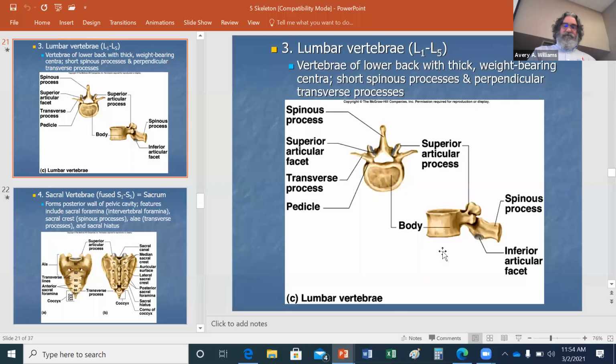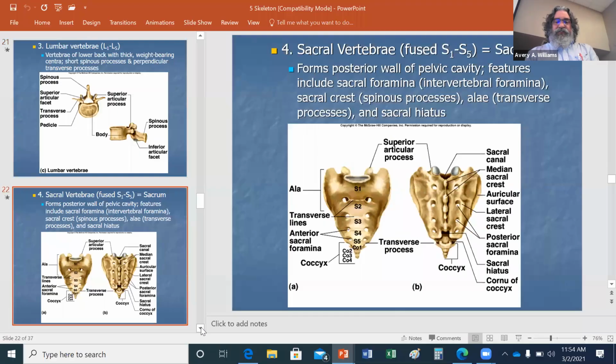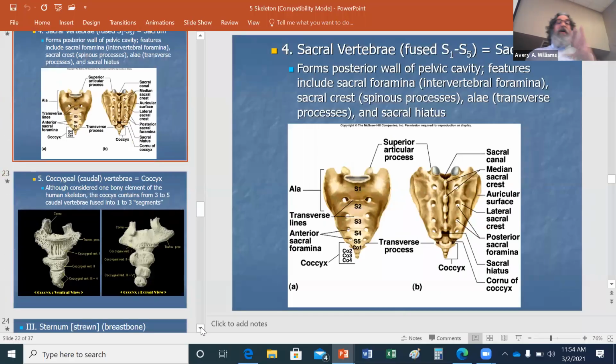You guys got it? And then remember the last 2 types of vertebrae, we have 5: cervical, thoracic, lumbar, sacral, and caudal. Sacral and caudal are fused, and of the 206 bones, they're only considered as 1 bone each. So the sacral vertebrae fuse to form the sacrum. The caudal vertebrae fuse to form the coccyx, your tailbone.